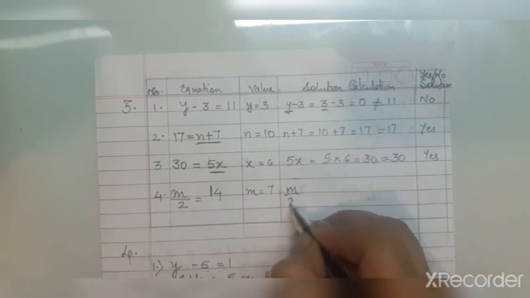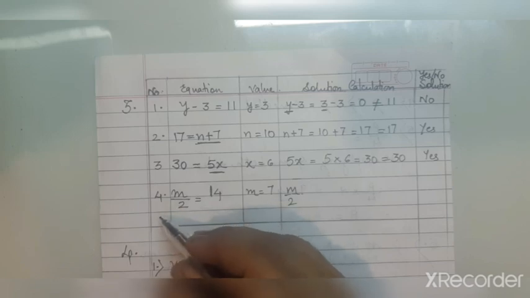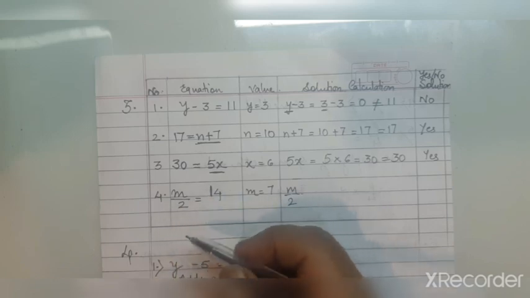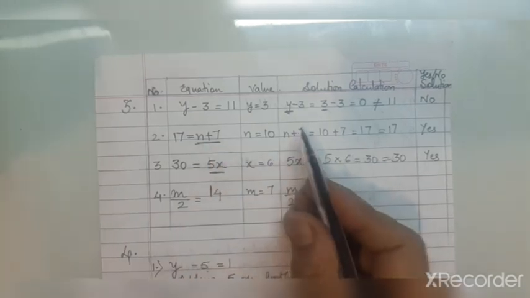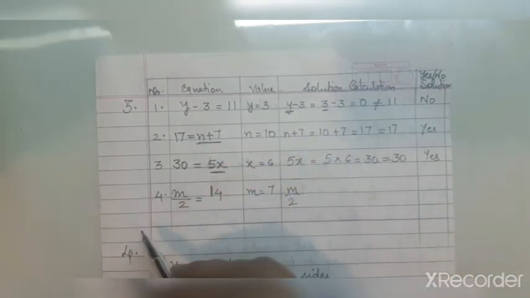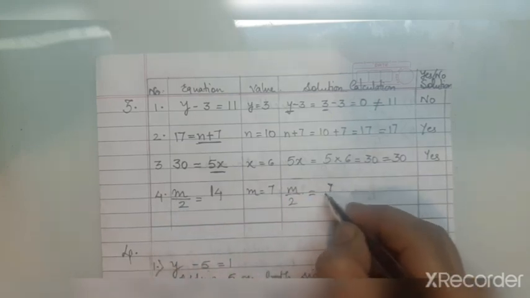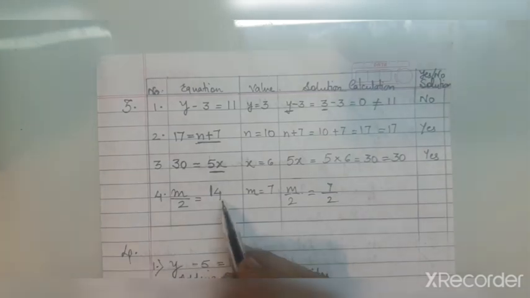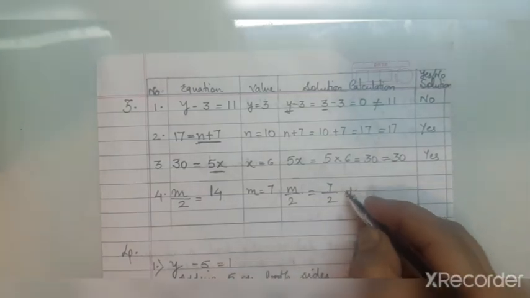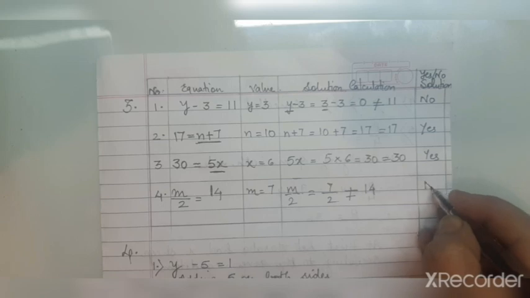Again, I'll be taking the left hand side now because the variable has gone to the left hand side. Wherever the variable is, we have to take that side. In the second and third, I took the right hand side. Now in the fourth, I'm again taking the left hand side because the variable is on the left. Now instead of m, I have to take 7. Now 7 upon 2, is it equal to the right hand side? No. 7 upon 2 is not equal to 14. So here I will write no.